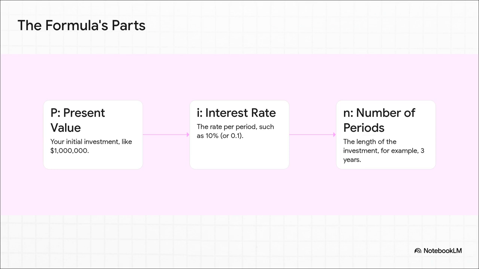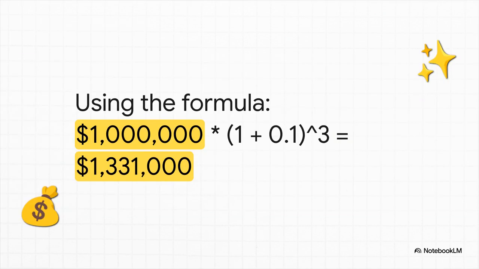Let's break it down real quick. P is your present value. That's the cash you start with. So let's say you invest $1 million. I is the interest rate for each period. We'll use 10% a year, or 0.1. And N is just the number of periods. In this case, 3 years. Simple enough, right? So you run those numbers through the formula.